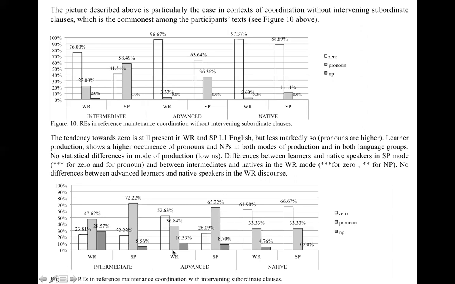And then if we look at the learners, what we can see is that pronouns are higher in the spoken language, and they're even higher than when there was no intervening subordination. So it is exactly the opposite of what we find here. Intervening subordination seems to be very disruptive for learners, and they then tend to select fuller forms than before, and of course fuller forms than the natives.